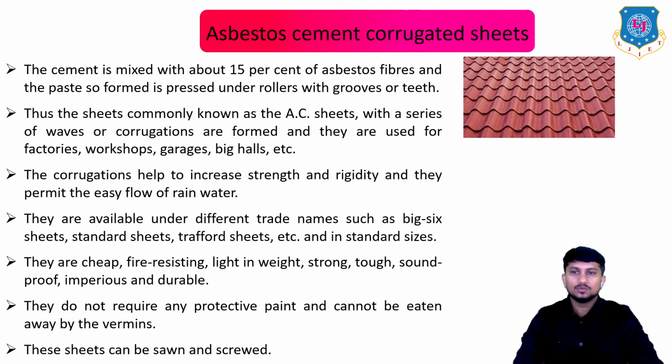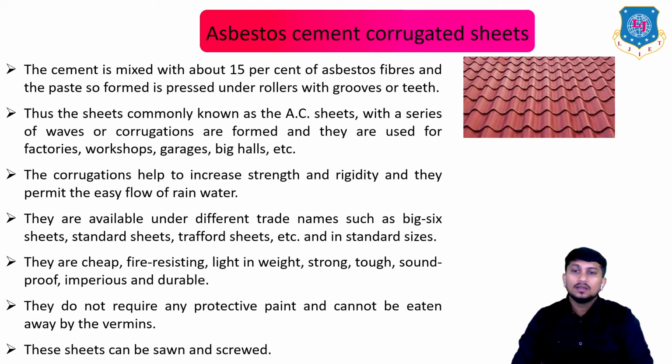and they are used for factories, workshops, garages, big halls, etc. The corrugations help to increase strength and rigidity, and they permit the easy flow of rainwater. They are available under different trade names such as Big Six Sets, Standard Sets, Trafford Sets, etc. in various sizes.